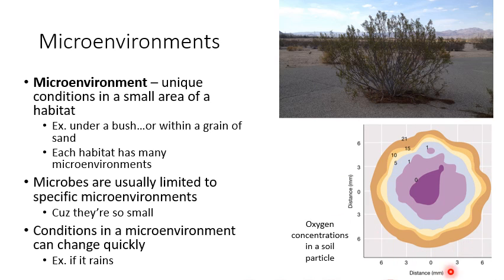This is like a sand grain, and what we're graphing here is the concentration of oxygen in different parts of the sand grain. So these numbers represent the percent of oxygen that's present in these different areas of the sand grain. In the atmosphere, oxygen is present at 21%, or 21% of the atmosphere is oxygen. So on the outside of the sand particle, you have 21% oxygen.